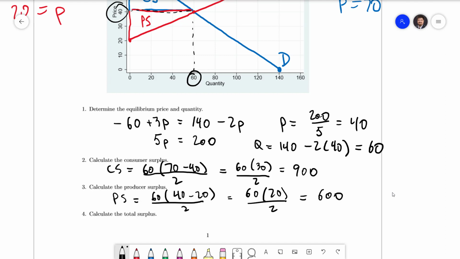Last thing we need to do is calculate the total surplus. That's going to be the sum of the consumer surplus and producer surplus. So 900 plus 600 is 1500.